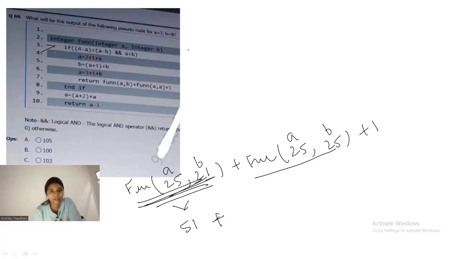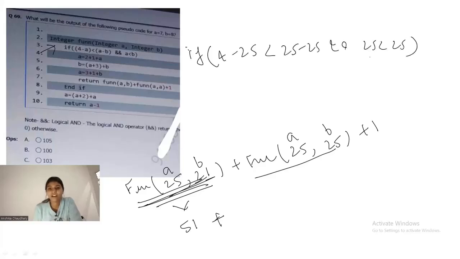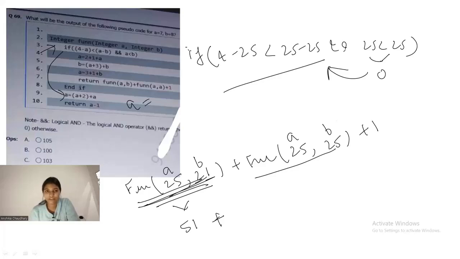So the same function will run. If 4 minus a, so 4 minus 25 is less than a minus b, that means 25 minus 25, and 25 is less than 25, right? So after seeing here, 25 is not less than 25, so it will return 0. So if any of the condition is 0, the whole condition will become false, right? So it will come out of the if part and update the value of a by a plus 2. So a value was 25. 25 plus 2 will become 27 plus a. a is 25 only. So it will become 52 again.